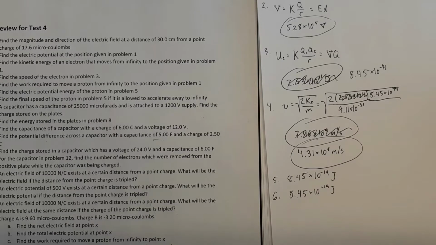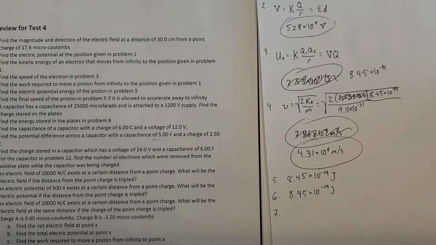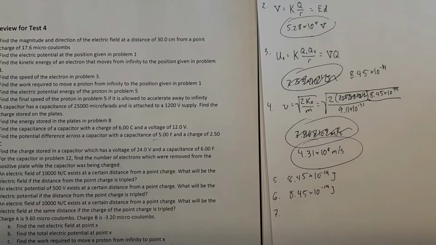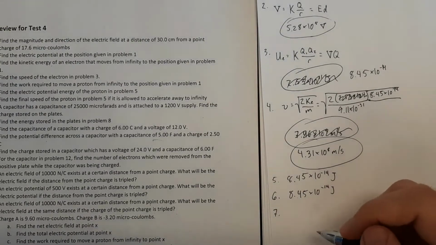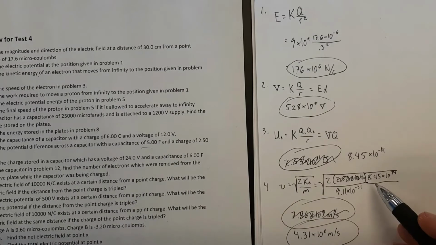Next one, number 7, find the speed of the proton in problem 5. It is allowed to accelerate away to infinity, so it has this much electrical potential energy, and then as it moves away from the charged particle, it is going to be losing potential energy and gaining kinetic energy. If we go out to infinity, our electrical potential energy is 0, which means that all of that energy has gone into kinetic energy. So this is KE. All right, so it's honestly going to be almost exactly like this.